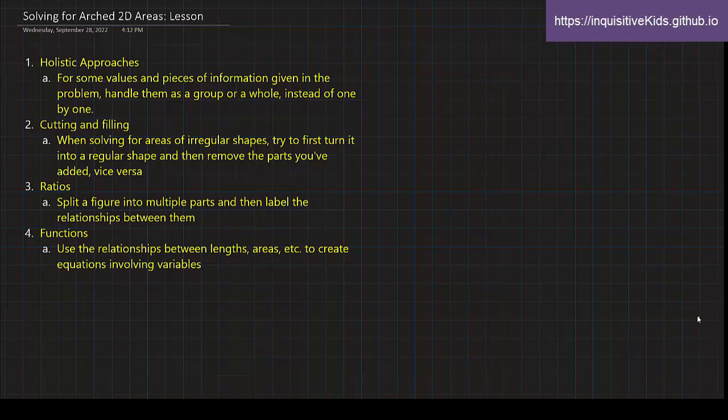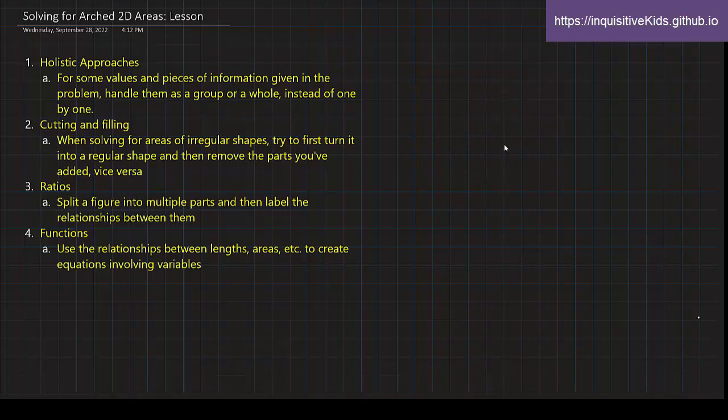It's one thing to know the basic formulas: triangles, rectangles, quadrilaterals. You probably all know them by now. But what we're going to cover in these 5 videos is how to solve for arched areas. That includes circles, parts of circles, or even random shapes, such as this shape here.